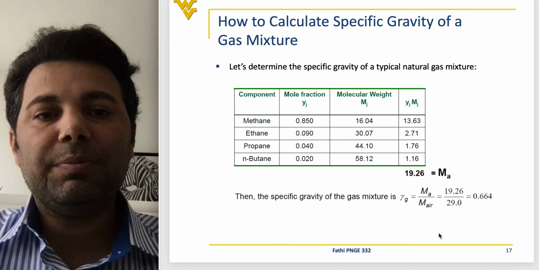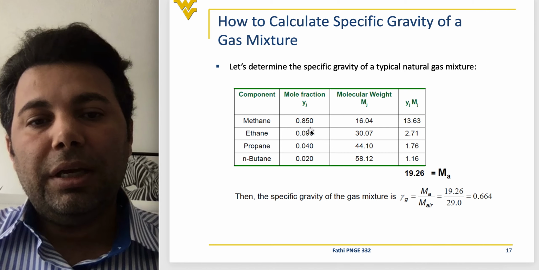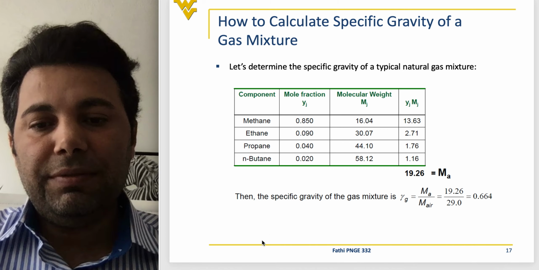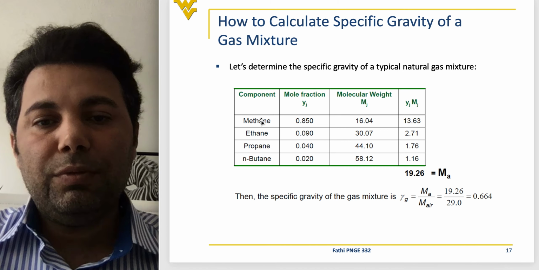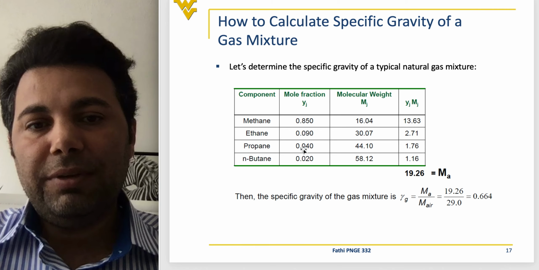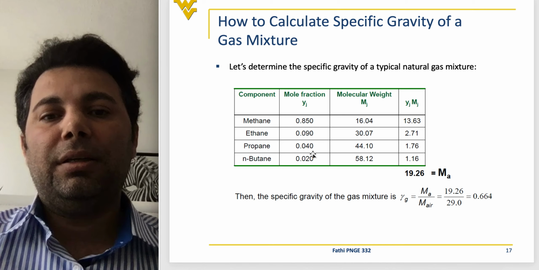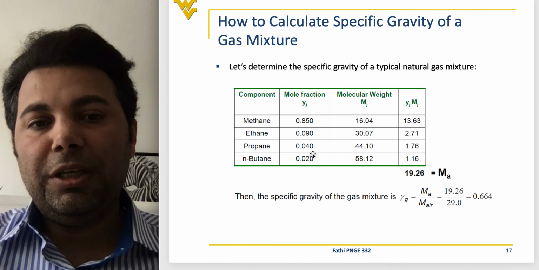It says find the specific gravity of typical natural gas. In this table, the components are given. We know in this mixture we have methane, ethane, propane, and n-butane. The mole fractions are also given. This comes from the lab experiment. So we know the components and we know their mole fractions. That's it. The rest we need to come up with.